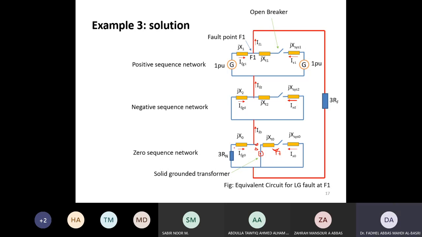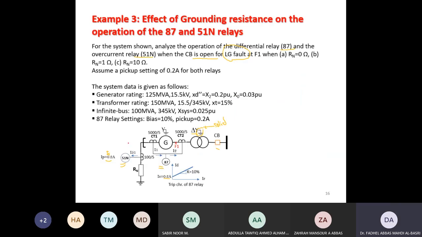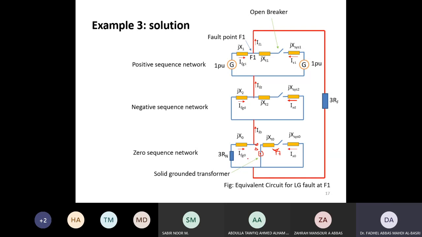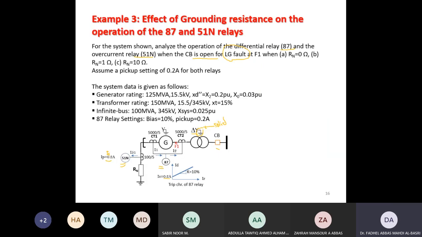And now the generator winding is grounded through a resistance of Rn. We always put 3 times this in series with the reactance of the generator and the system, and we connect these 3 networks together in series to analyze line to ground faults. So you connect them in series at the fault point, where the fault point is here at the end of the generator winding.